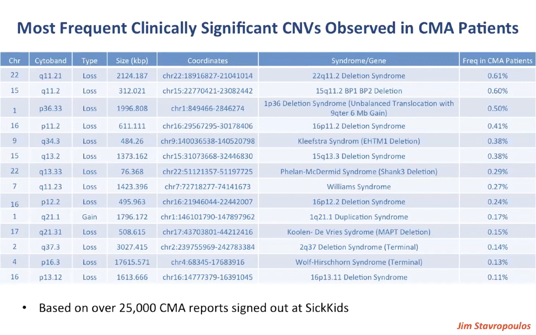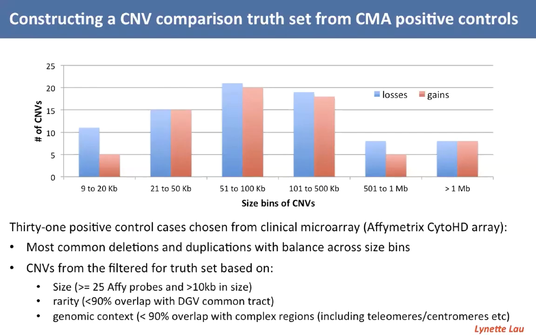So moving on to what we decided to build for our true set, we are using our positive controls. We've got a lot of experience here doing microarray analysis and signing out. Based on over 25,000 chromosomal microarray analysis reports signed out clinically, and this is work with one of the directors here, Jim Stavropoulos, we looked at the most common pathogenic deletion and duplication syndromes that we're signing out. You can see them here. One of the things we wanted to make sure was that we could include these in our positive control data set. So this is constructing this CNV comparison.